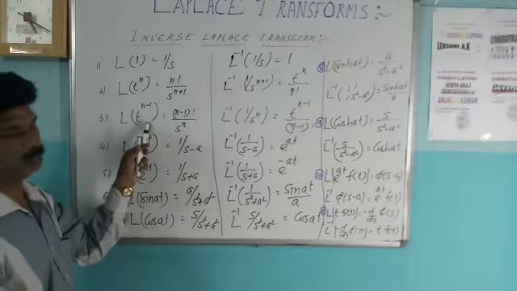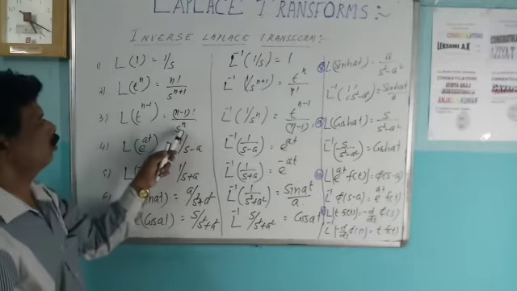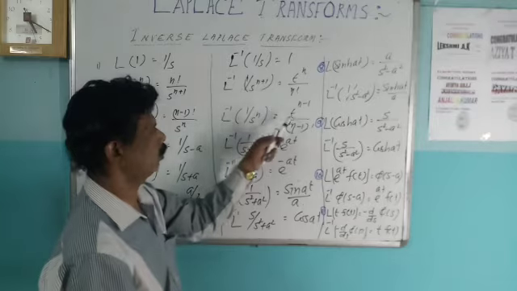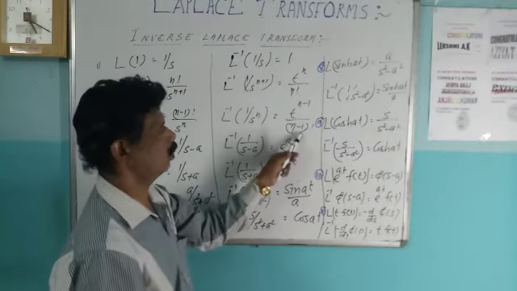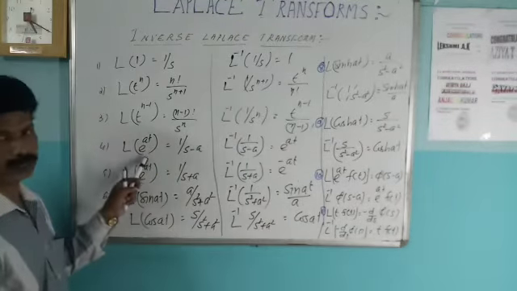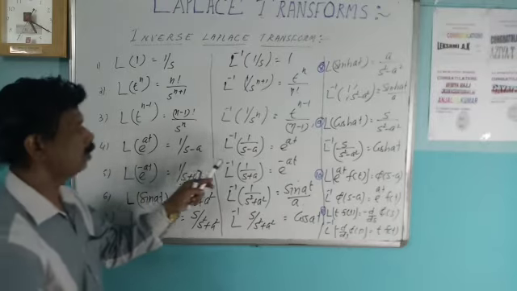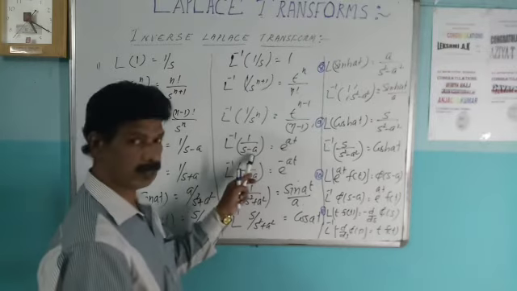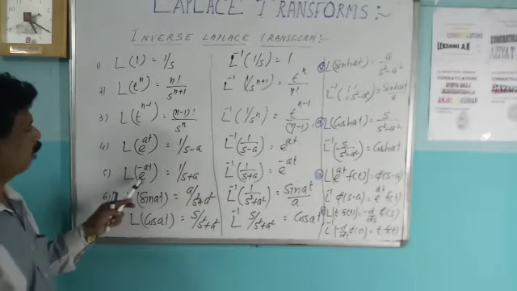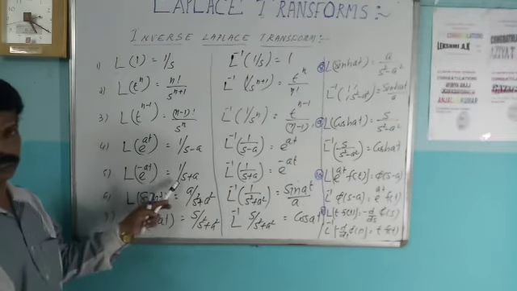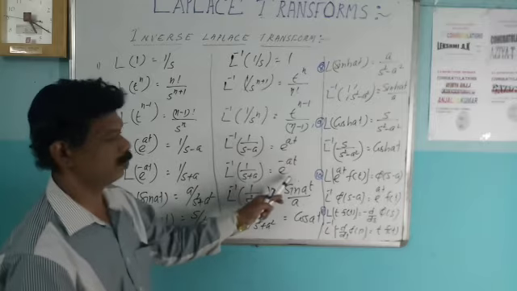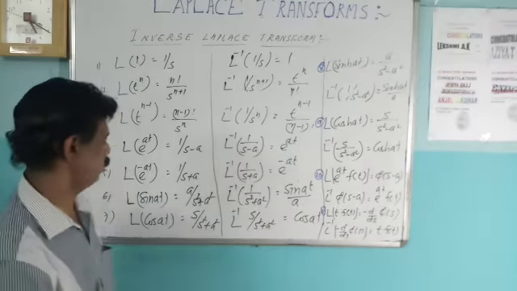Similarly, Laplace of t raised to n minus 1 equal to n minus 1 factorial by s raised to n. Then Laplace inverse of 1 by s raised to n equal to t raised to n minus 1 divided by n minus 1 factorial. Laplace of e raised to at equal to 1 by s minus a. Laplace inverse of 1 by s minus a equal to e raised to at. Similarly, Laplace of e raised to minus a t equal to 1 by s plus a. Then Laplace inverse of 1 by s plus a equal to e raised to minus a t.